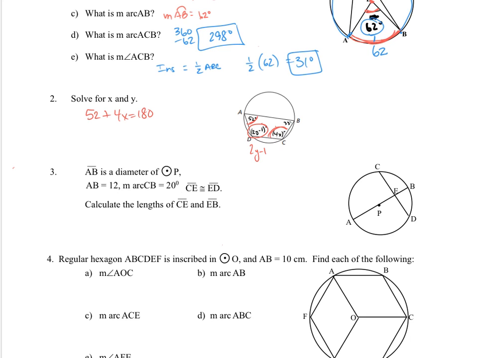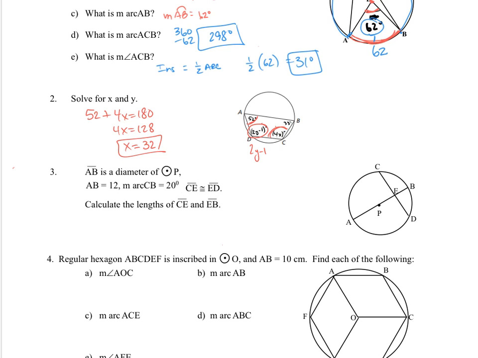So now we can solve for x. 180 minus the 52 gives me 128. So 4x equals 128, so x is going to be 32. So I've gotten x. Now we've got to get the y.